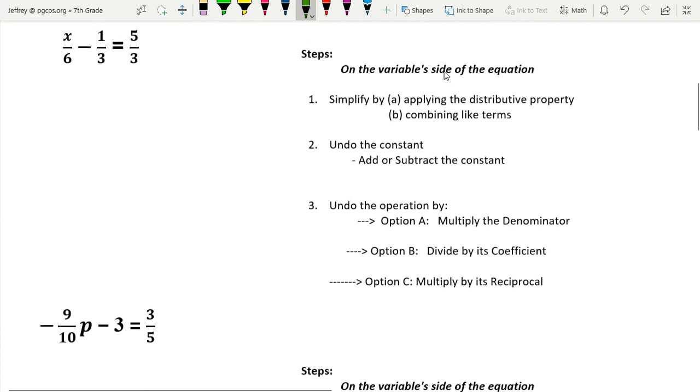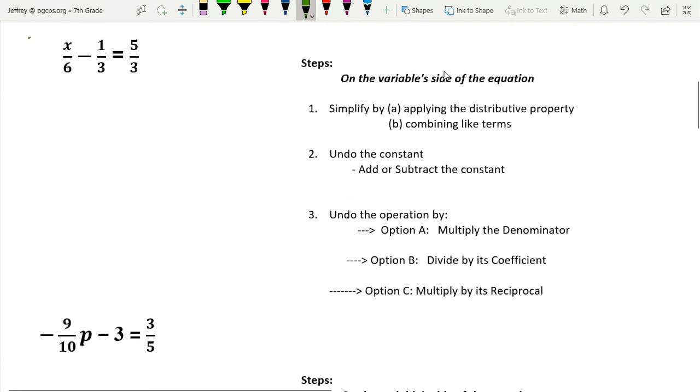Now, for number 2, I still have the steps right here, so don't forget. Always on the variable side, we have two sides of the equation. Now, simplify by applying distributive or combining like terms. Do we see any like terms on this side? No, we don't. One is a constant, and the other one is x over 6. It has a variable on it. On the other side, it only has one term, which is 5/3.